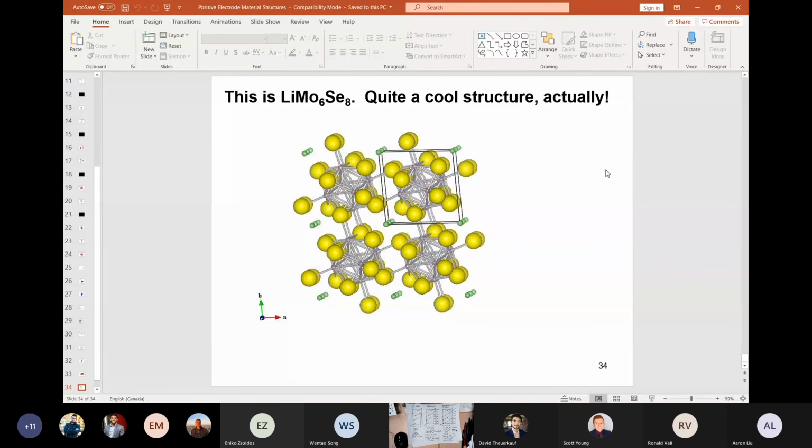Yeah, so that's all I have on positive electrode material structures. And I think, given that we're going to change to negative electrode materials in the next lecture, and we have 5 minutes left, it doesn't make sense to start that now. So I'll start that next time. If there's any questions about this, now is a good time to ask.